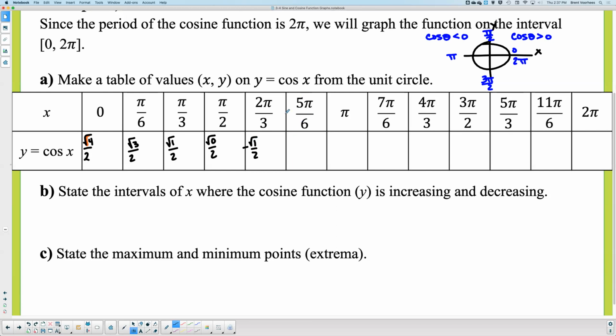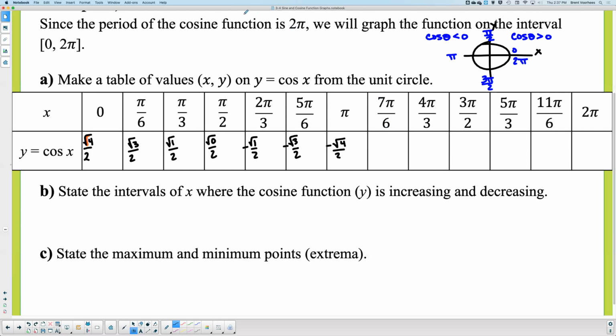What do you think this is going to be? If you were just going to guess. Negative square root of 3 over 2. Let's check it. Pi over 6 fingers. Your ring finger, bend it, flip it. Yep, that's right. That's square root of 3. What do you think we're going to get here? Negative square root 4 over 2. Okay, now what about here?